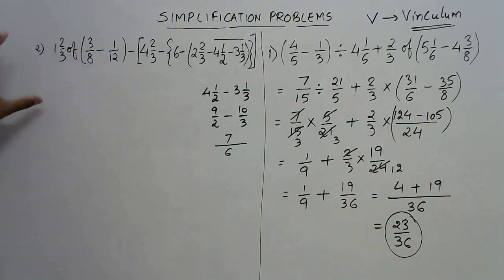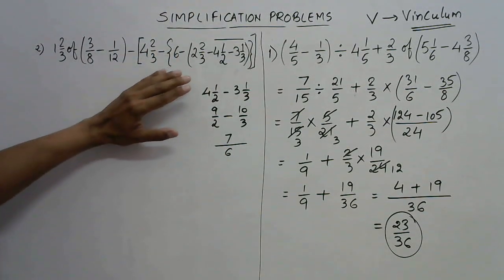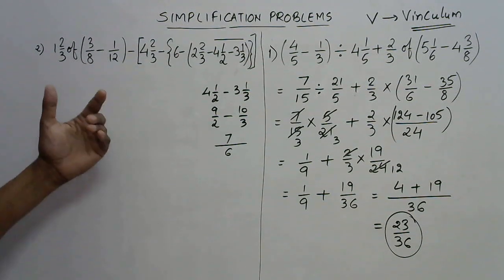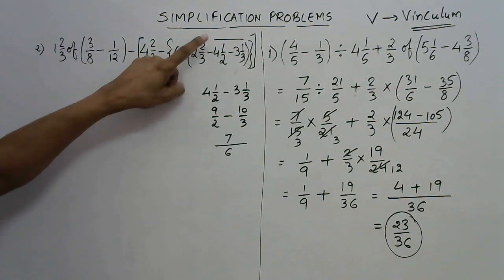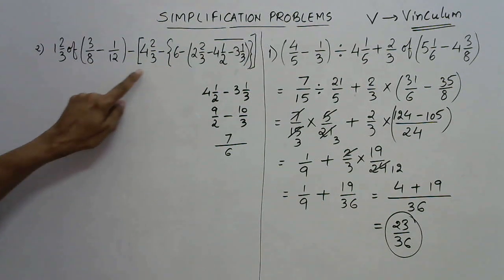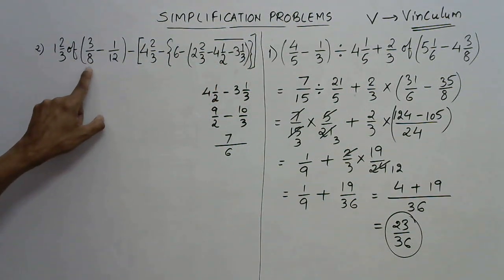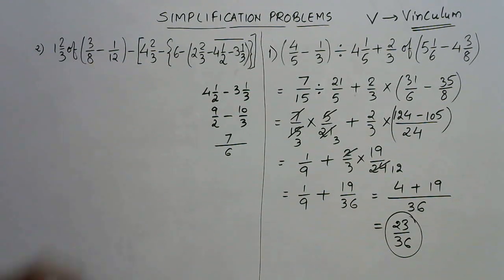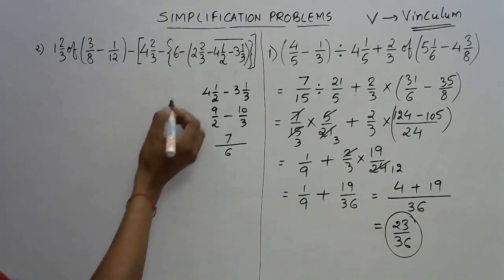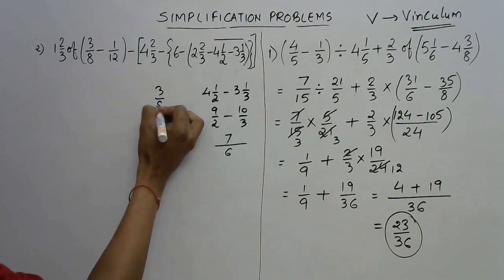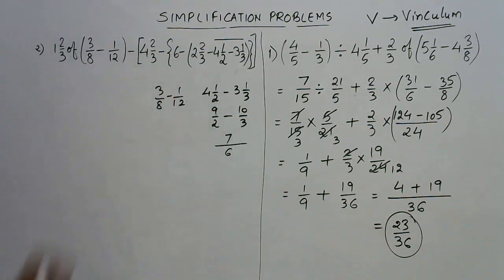So let's write the remaining part and see what else we can do simultaneously. Now see, apart from vinculum, this part is in square brackets. So we can simplify this bracket also simultaneously. So let's simplify this. This is 3 by 8 minus 1 by 12. Now how do you do this?